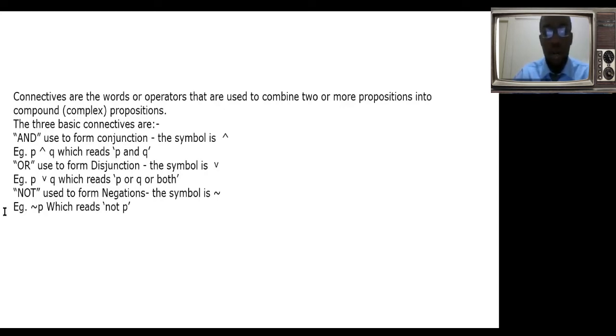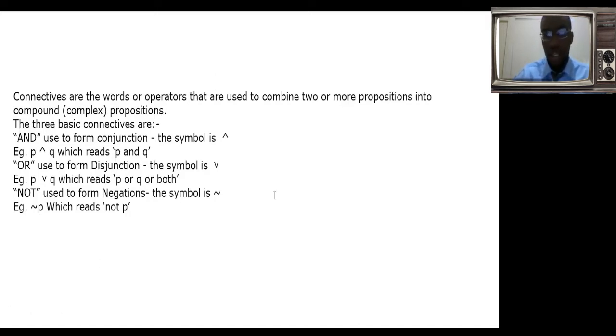Or is used to form disjunction. So it's P or Q, and the or symbol is almost looking like the for all sign. So this is the or symbol, a V. Some people call it a V, so if you want to call it a V, that is the or symbol. And then the not. The not is a symbol called tilde. So we call this symbol tilde, and tilde P really means not P. And these are the basic operators that we'll be using to combine propositions. So these are the basic connectives that we'll be using.